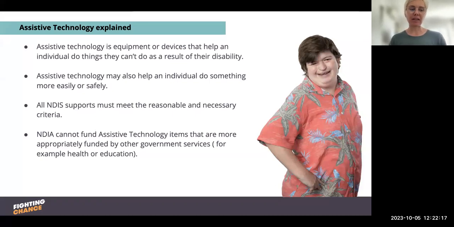And the NDIA cannot fund assistive tech items that are more appropriately funded by another government service, for example, health or education. So when it comes to if you or your loved one needs a piece of equipment in hospital or in school or university or even work, there is a bit of a crossover there. So the NDIA would push back and say that that is more appropriately funded by health or education or by the workplace. So not always, but a lot of the time it is.